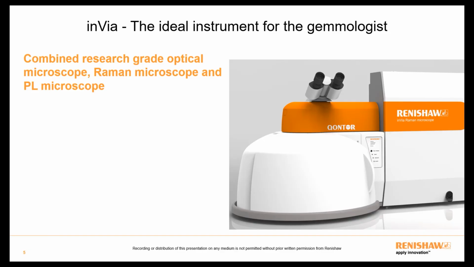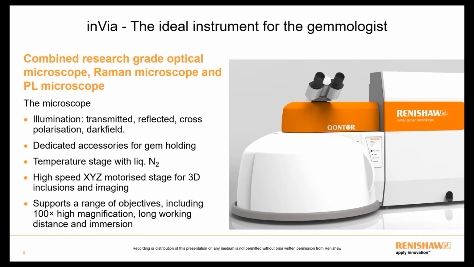From a microscopy perspective, we have high-resolution optical images, which support a range of illumination options, such as transmitted, polarized, and dark field. Dedicated holders are available to help quickly and easily hold samples in place for analysis. The Class 1 laser-safe system supports the use of low-temperature stages, such as those used with liquid nitrogen. This can typically benefit the PL analysis by making the spectral features sharper, simplifying interpretation.